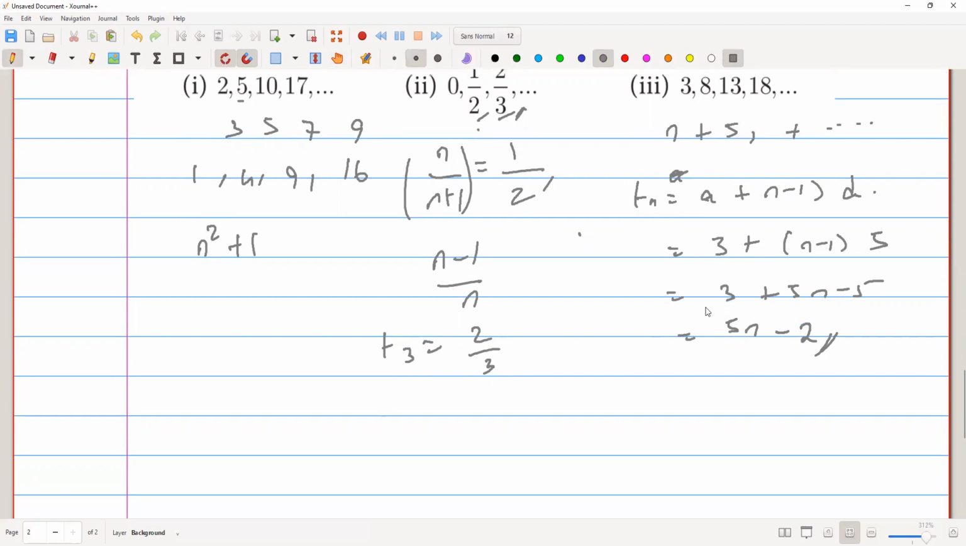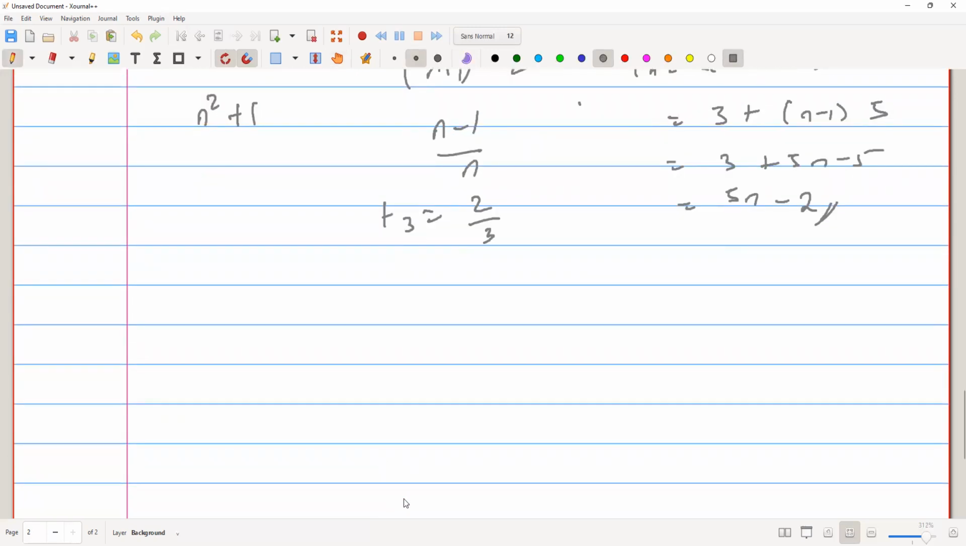If I substitute n equal to 1, I get 5 minus 2, 3. n equal to 2, 10 minus 2, 8. n equal to 3, 15 minus 2, 13. All right, so that's what it is.